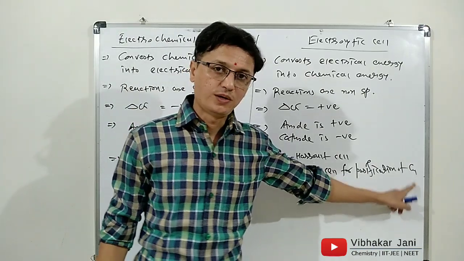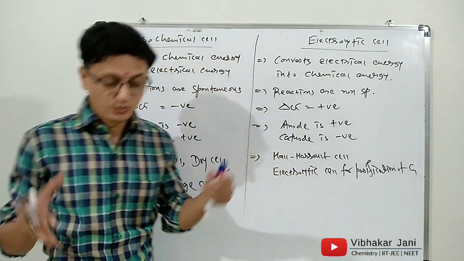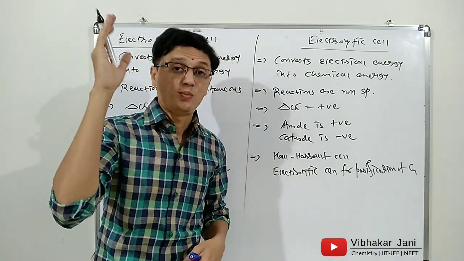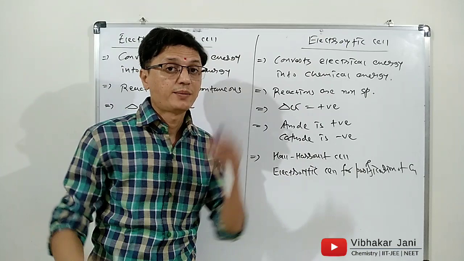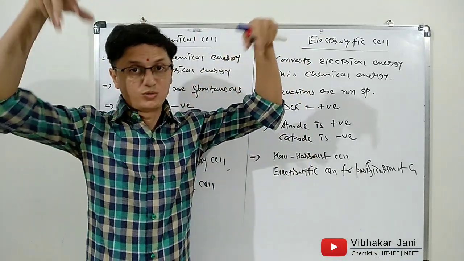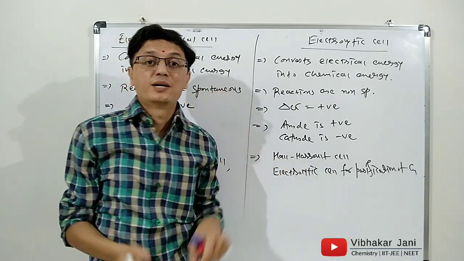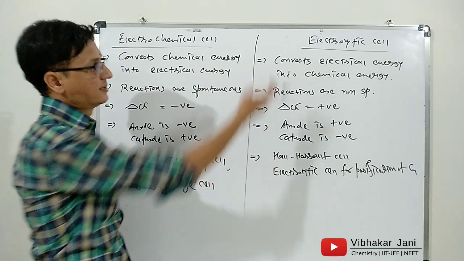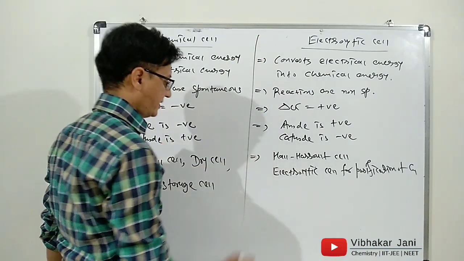For purification of copper, an electrolytic cell is used. Copper sulfate solution is taken, impure copper is considered as the anode and a pure copper rod is taken as the cathode, and electric current is allowed to pass through the cell. Then we will have pure copper on the cathode. So this cell is also an electrolytic cell.